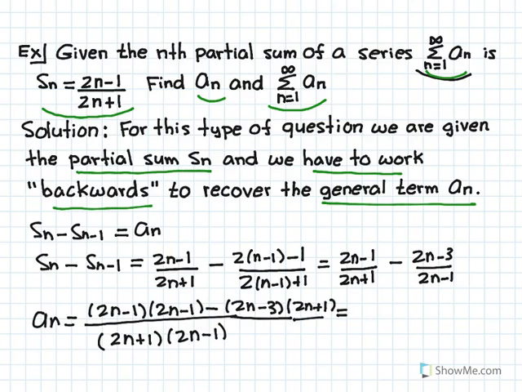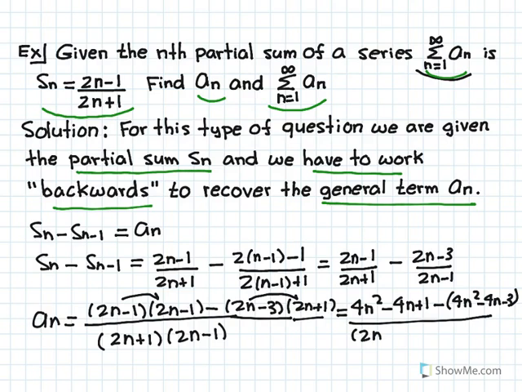Simplifying the numerator, we get 2n times 2n, that gives us 4n squared. And we get minus 2n minus 2n, we get minus 4n, plus 1. Subtract. 2n times 2n gives us 4n squared. 2n times 1 is 2n, minus 6n is negative 4n, minus 3. Minus 4n minus 3, all divided by (2n plus 1) times (2n minus 1). Let's simplify this so we can have the general term an.